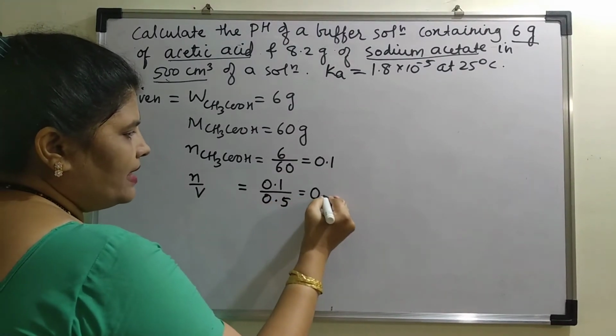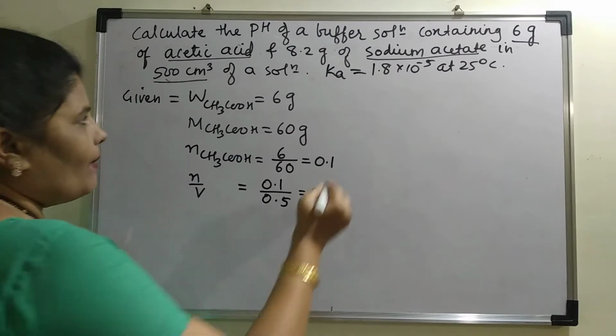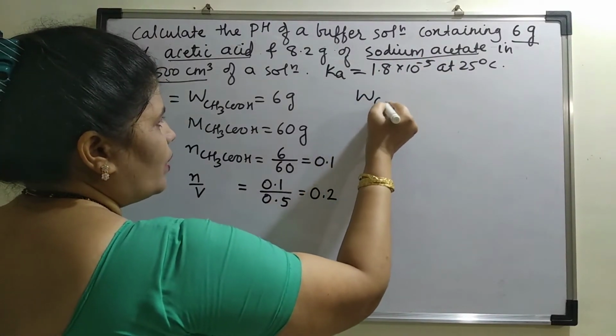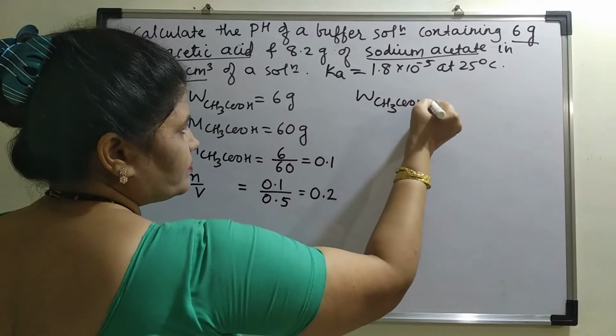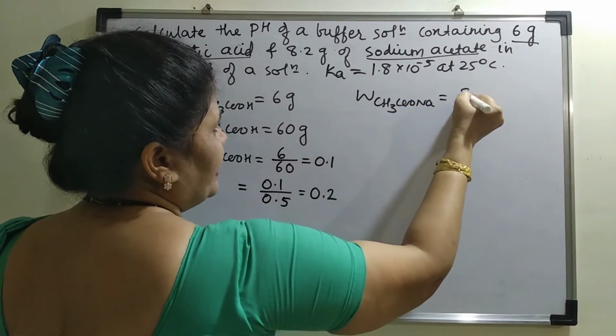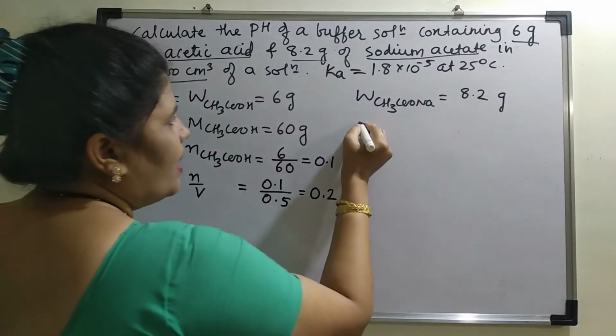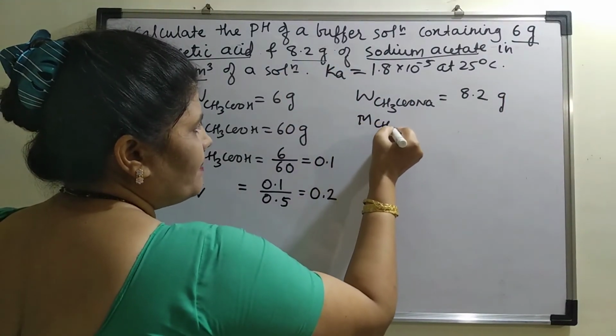How much will I get this? 0.2. Now let us come to the next one, sodium acetate. Given mass of sodium acetate, how much, student? It is 8.2 gram. Right? 8.2 gram. What is the molar mass of sodium acetate?